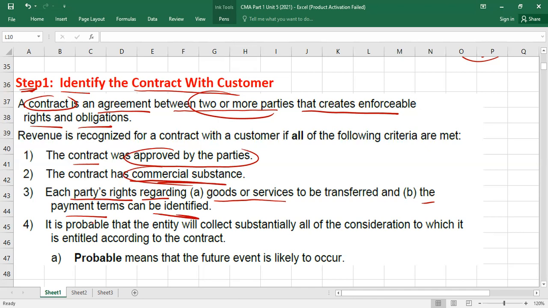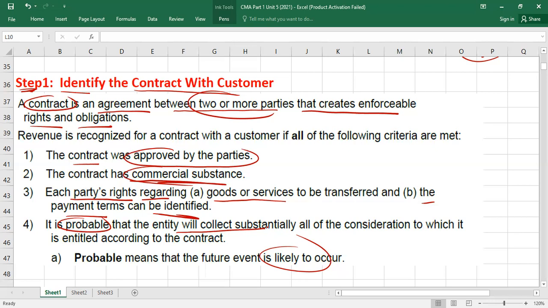Number 4 is what? It is probable. First, understand what probable means. Probable means there is a high likelihood, there are high chances. I cannot say in percentages. For you, high chance may mean 70%, for me, high chance is 90%, because it is not expressed in percentage in the standards. But high chance means there are more chances. More chances that the entity will collect. What? Entity means the seller here.